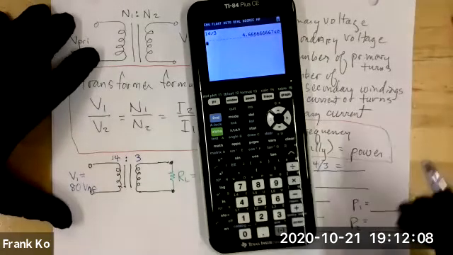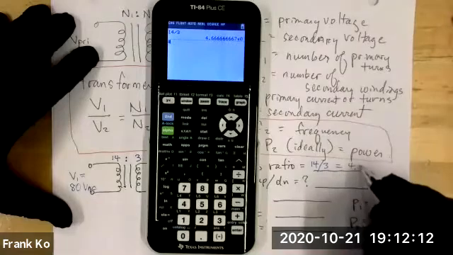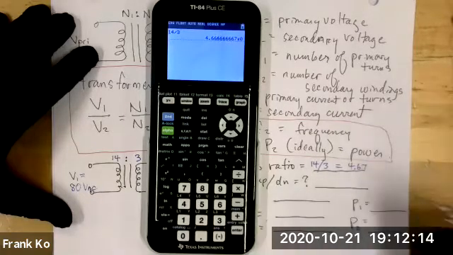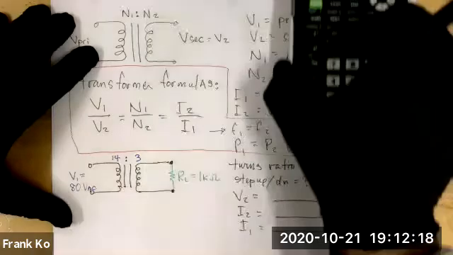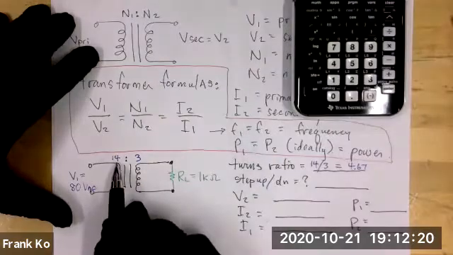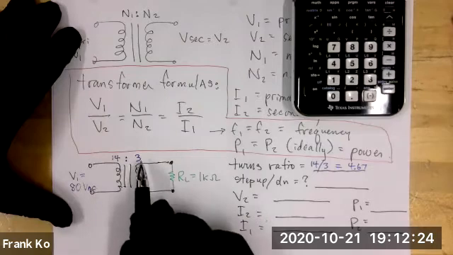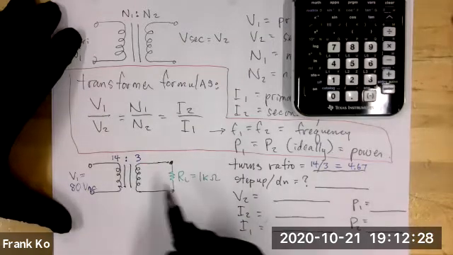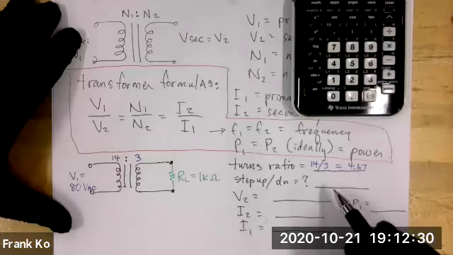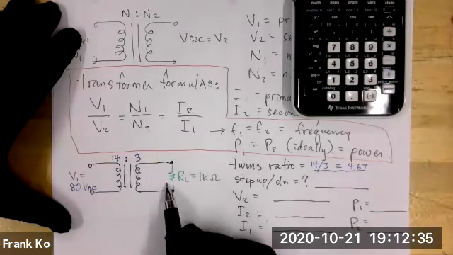So we would call this out as what? 4.67. Yes, we would call this out as 4.67. That's your turns ratio. So if your turns ratio happens to be such that the number of turns is bigger in the primary than in the secondary, this tells you that you have a voltage step down transformer. The number of turns that are smaller will have the smaller voltage.